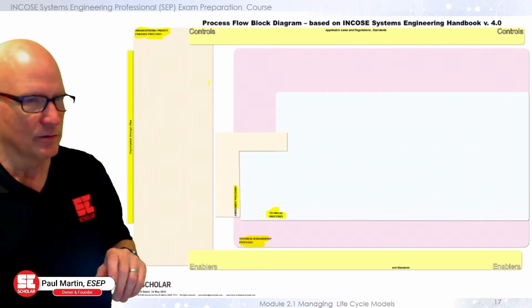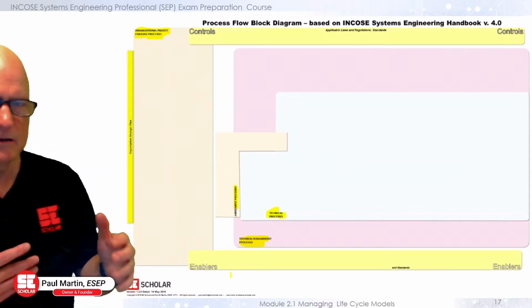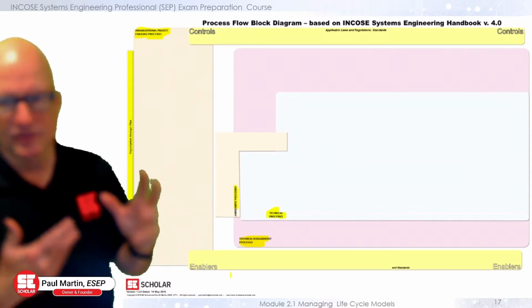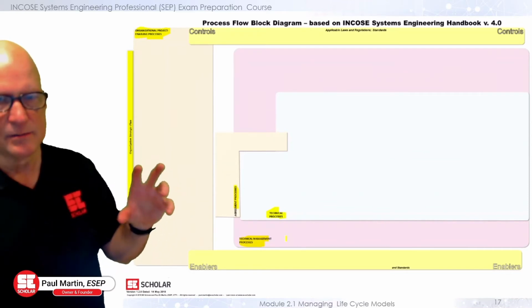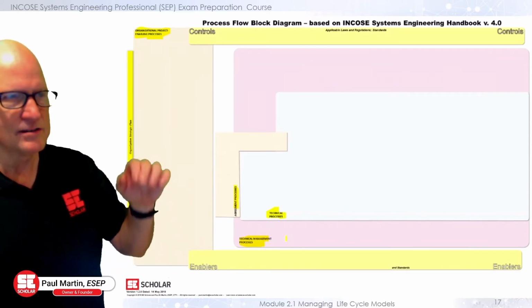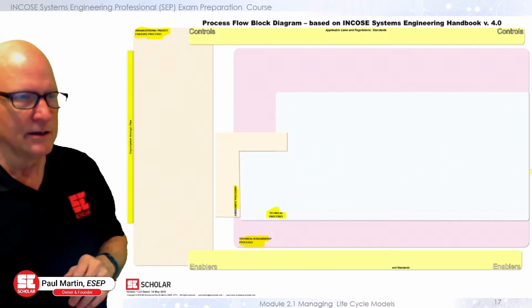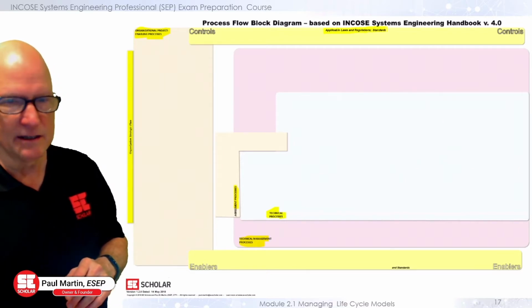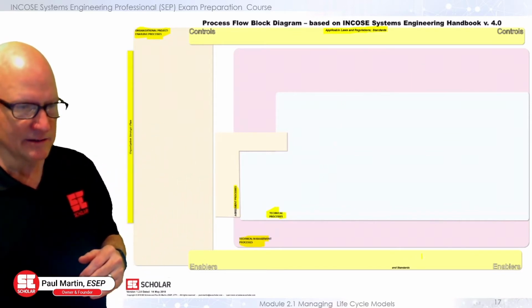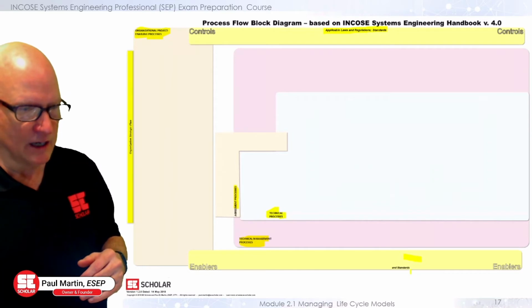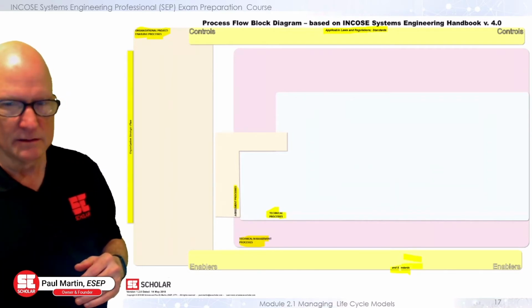I also show you where the controls and enablers are. Now, one aspect of controls and enablers is that they're actually created by some of these processes, so you'll see them being created. The only ones that aren't are the laws and regulations. Those come from the outside. And standards, they come from the outside as well.